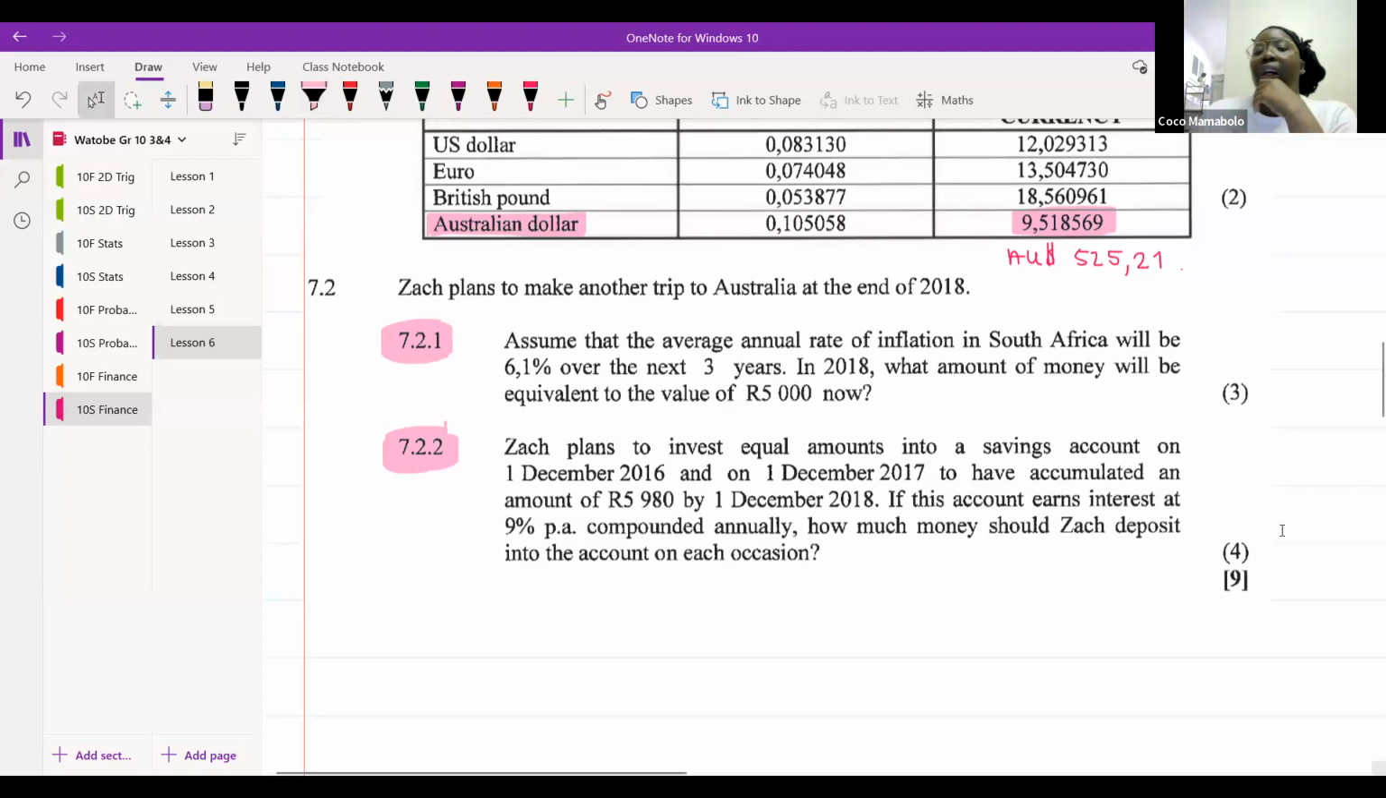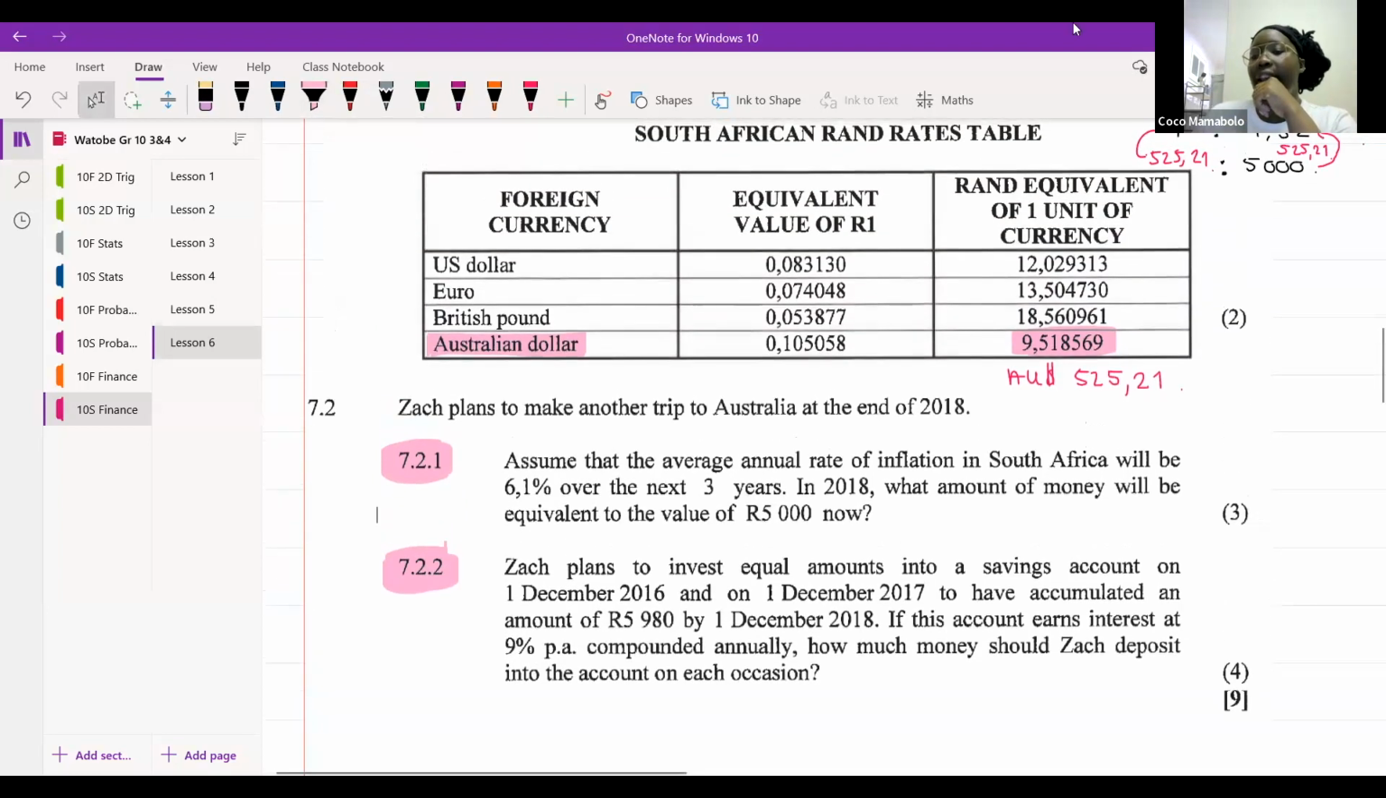Okay, Pascal. If we look at this question, whenever we're comparing two things, it's basically a proportion. So what we need to do is create a ratio. Let's say, for instance, we use the US dollar. We can say for every $1, we get 12.03 rands. If you want to buy $1, you're going to have to spend 12 rand and 3 cents.